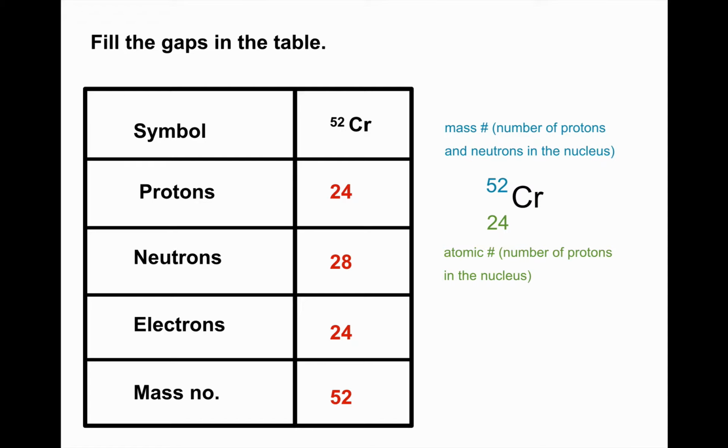So this is the pattern we're going to use for filling in these boxes, to get a clue. And this way you're able to identify what the isotope is, right? So chromium-52 has 24 protons, 28 neutrons, 24 electrons.